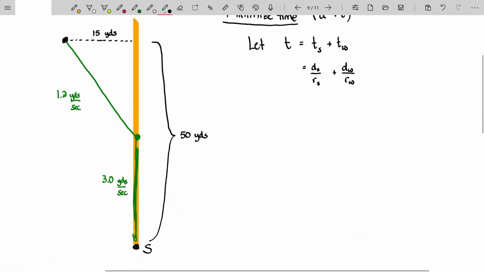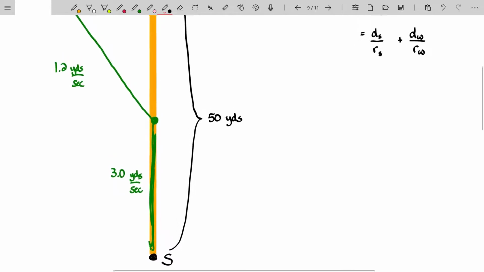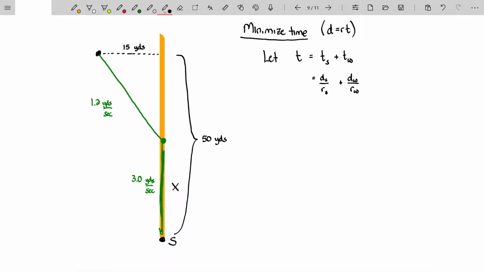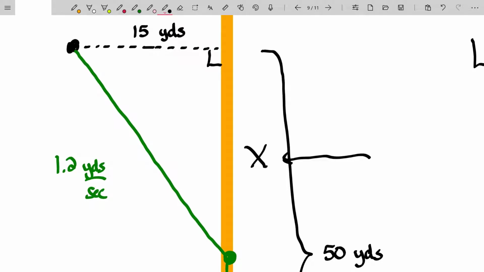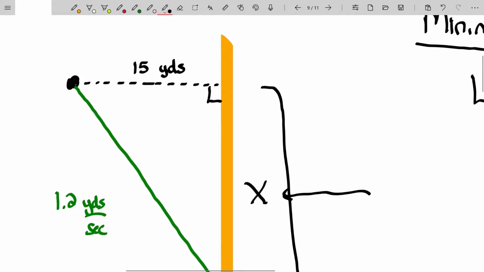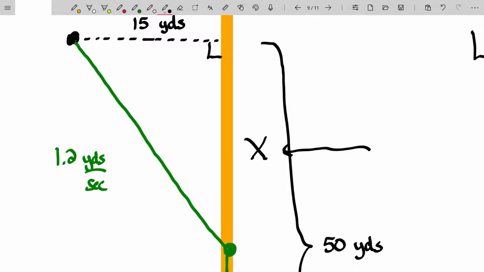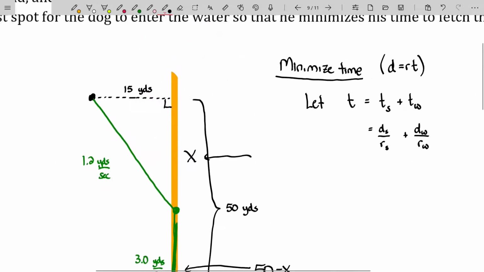And the distance along the shoreline, well, we have two choices here. We could call this distance x or this distance x. From my experience, it's easier to call this distance x so that this remaining distance is 50 minus x. The reason is that you're going to use the Pythagorean theorem to find the hypotenuse distance, and that's much easier if you only have a single term in that expression rather than an x minus 50. I think it's a little bit better.